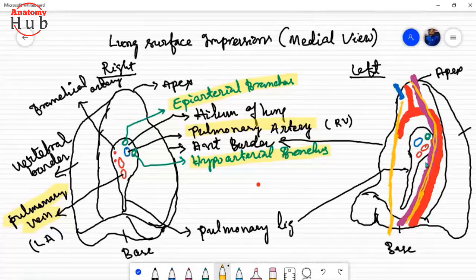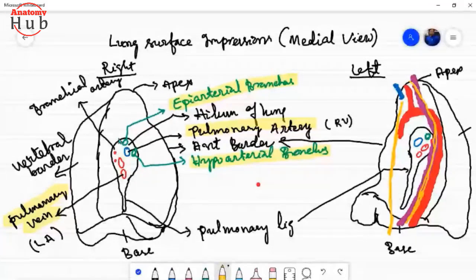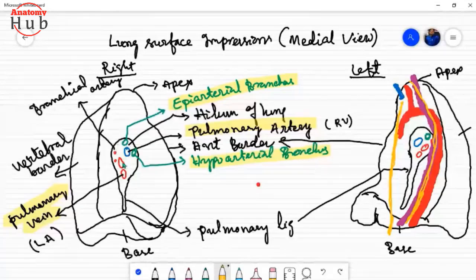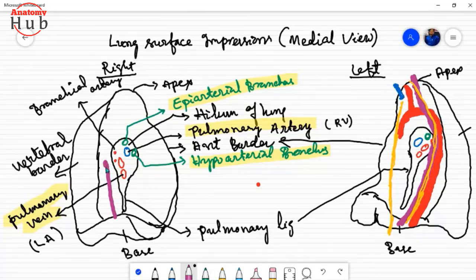Okay, so like that you just come to the right lung. So this is your right lung, no? At the right lung, you can see that this esophagus is coming downward, no, it is coming downward. So at this point, at the lower part of the right lung, you'll find the impression for your esophagus.